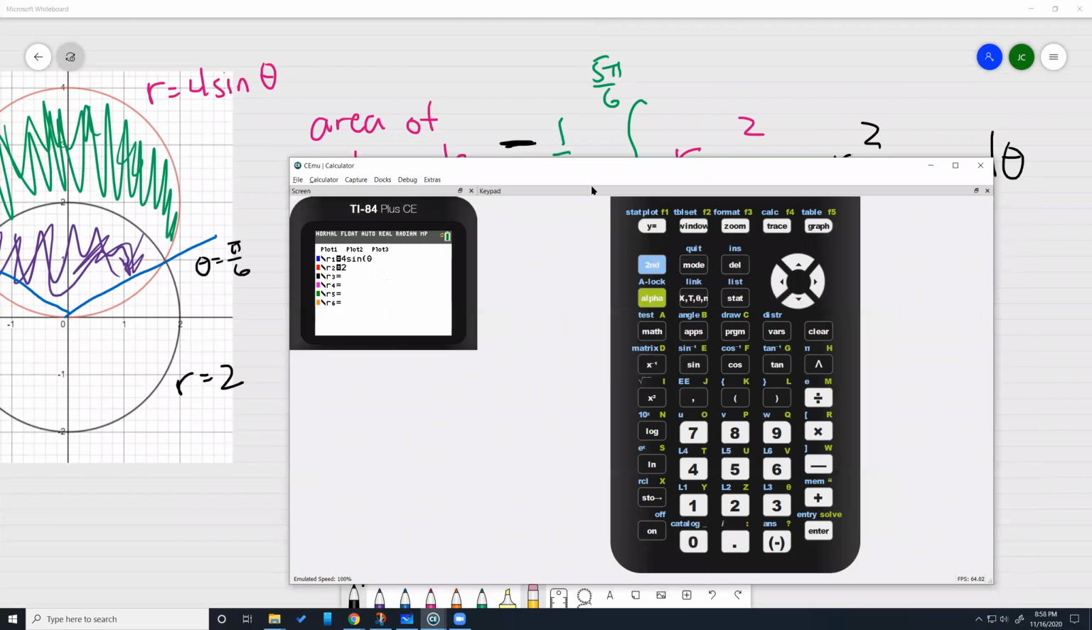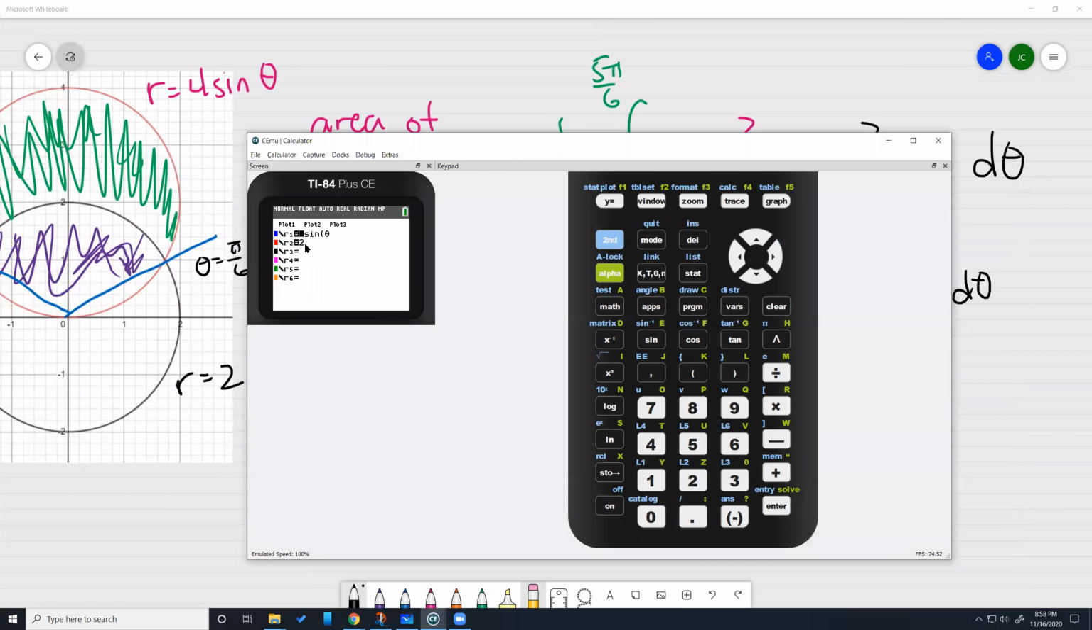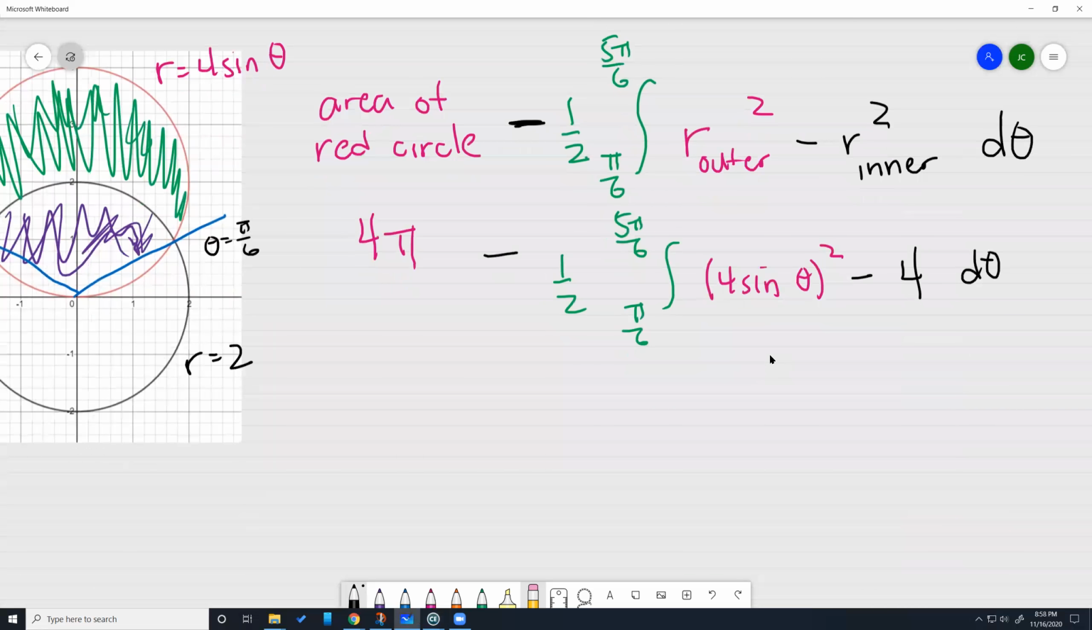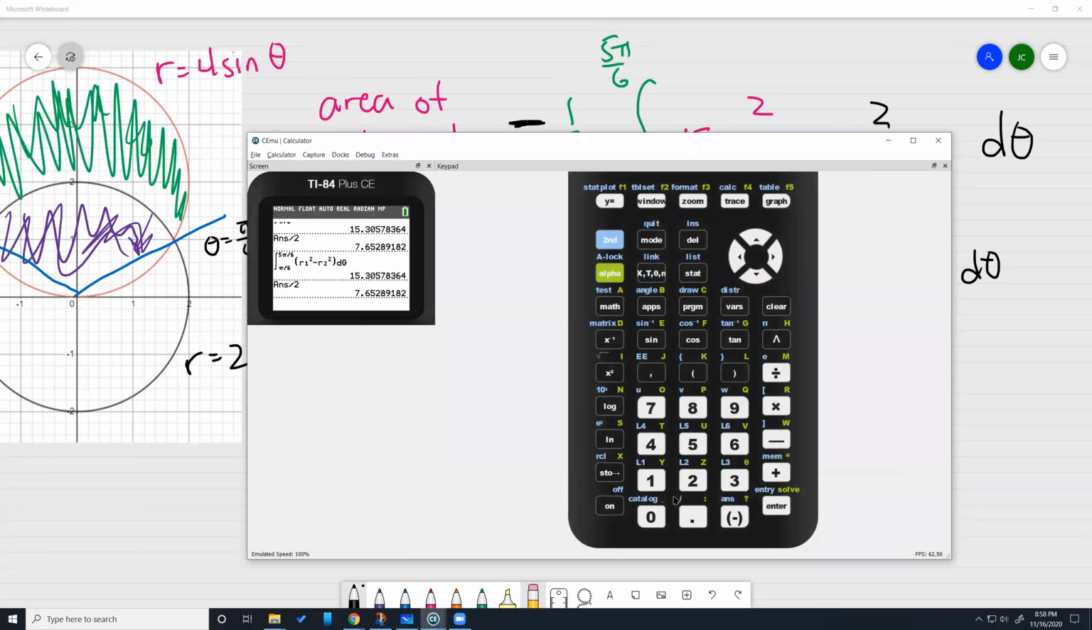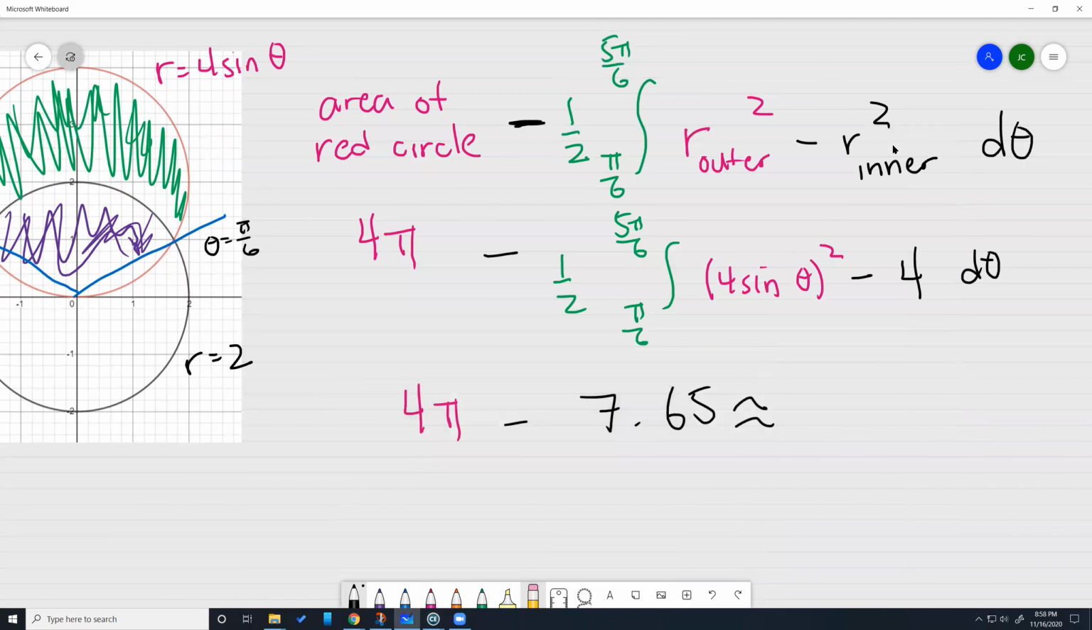Looking at the answers, they're in decimals, so that means we can use our graphing calculator. That's great. I already punched it in the grapher. 4 sine theta is r sub 1, and 2 is r sub 2. I can go ahead and type it in using y-vars as well. That's what it would look like. Divide that by 2, I get about 7.65. So basically, you're doing 4 pi minus 7.65, which would be 4.91 roughly.